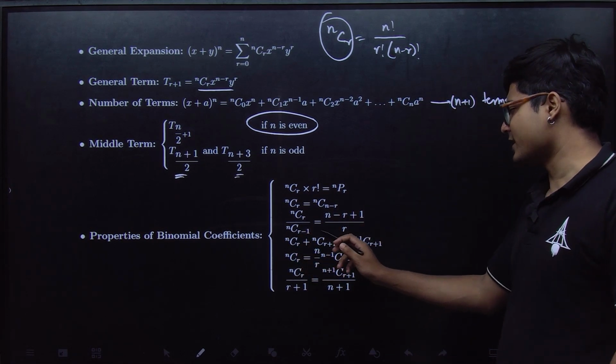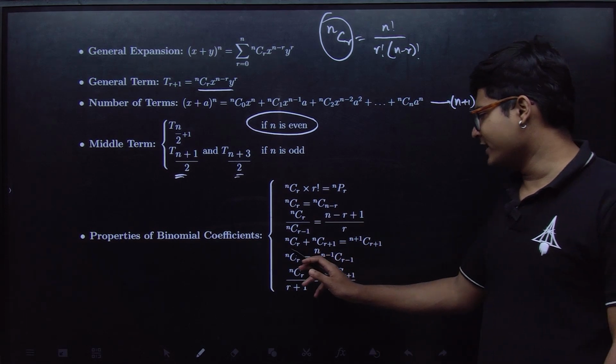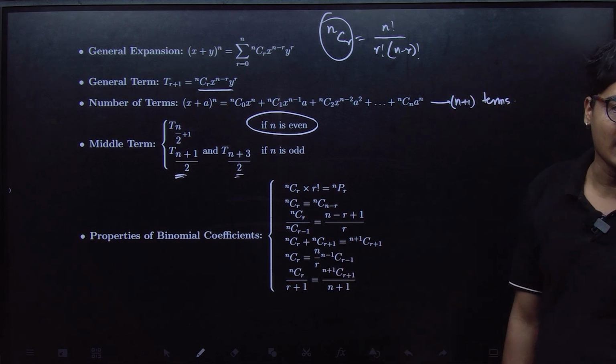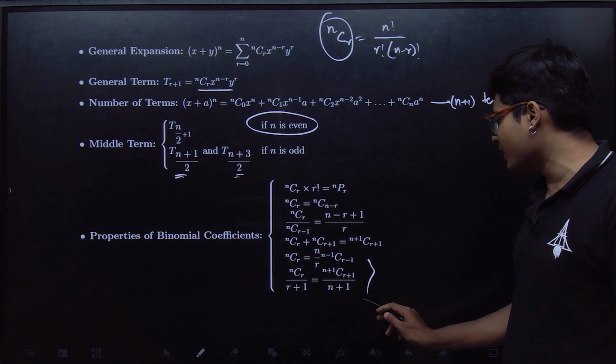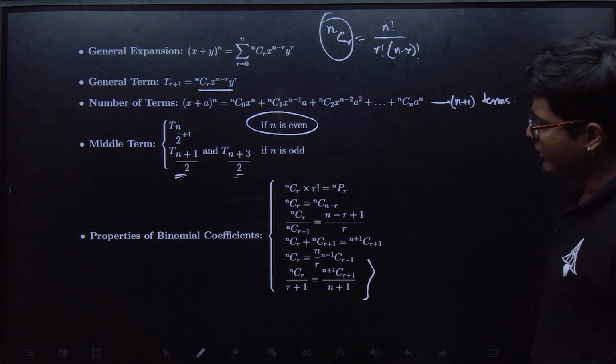nCr plus nC(r+1) is equal to (n+1)C(r+1), right? Fourth one is that nCr is nothing but n by r times (n-1)C(r-1). And the last one is that nCr by (r+1) is equal to (n+1)C(r+1) divided by (n+1), okay? Alright, cool. So these are some properties of the binomial coefficients.